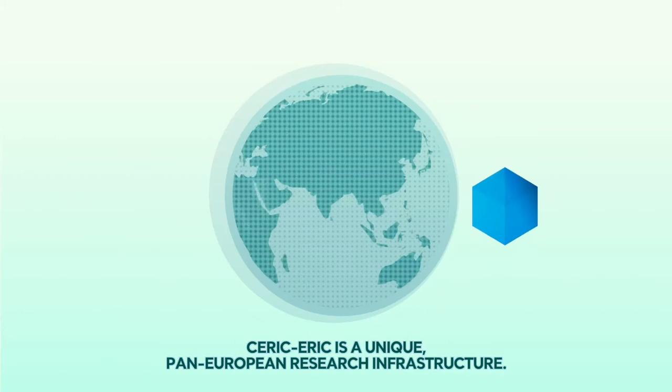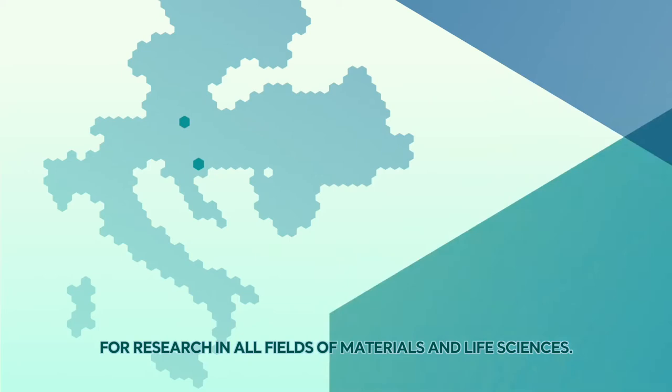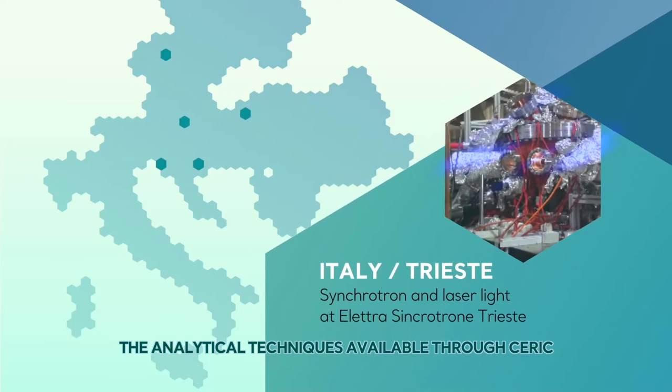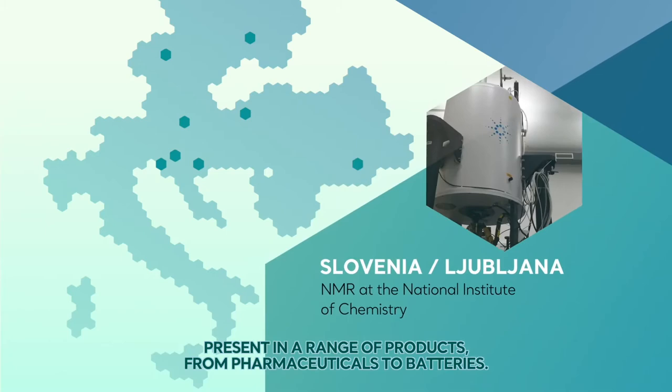CERIC-ERIC is a unique pan-European research infrastructure. It brings together into a super laboratory facilities made available by 8 countries in Europe for research in all fields of materials and life sciences. Each participating country contributes to CERIC a state-of-the-art research facility. The analytical techniques available through CERIC provide deeper knowledge about the structure, dynamics, and composition of materials present in a range of products, from pharmaceuticals to batteries.